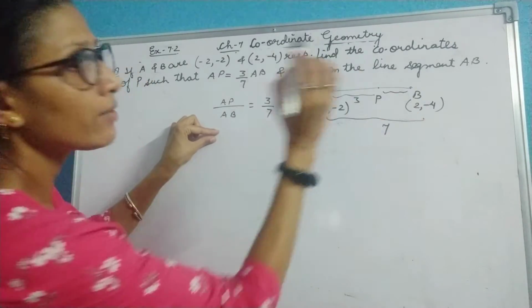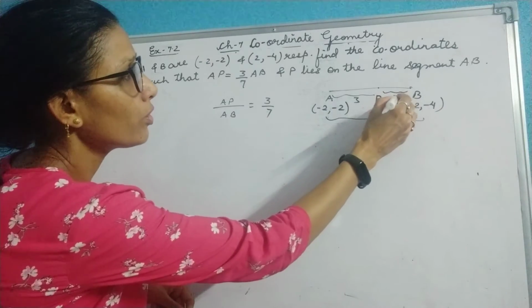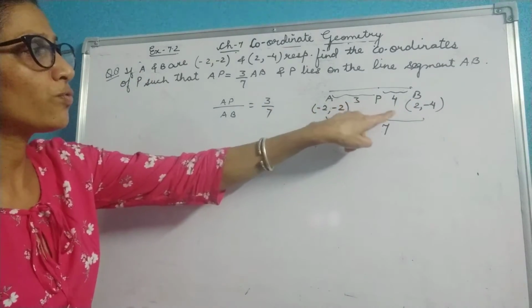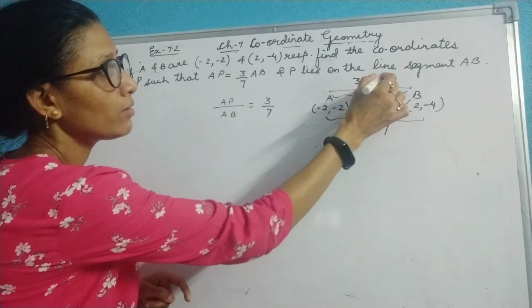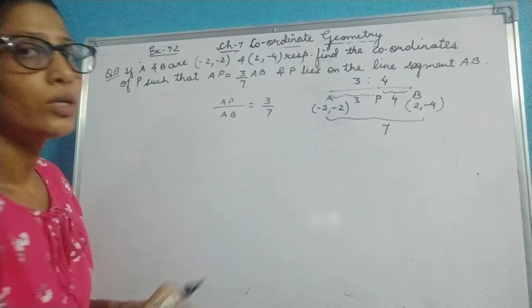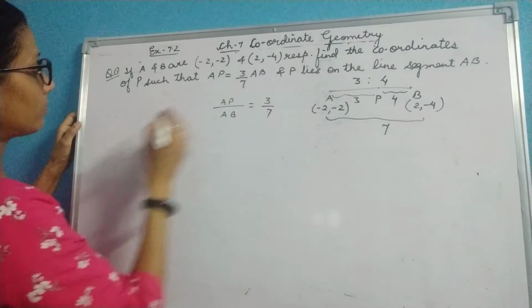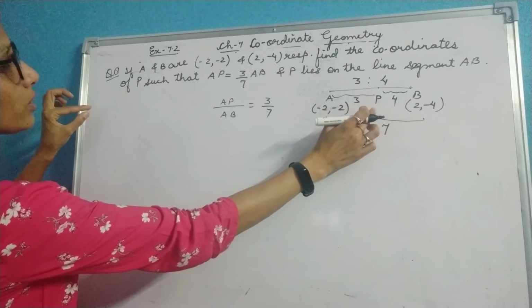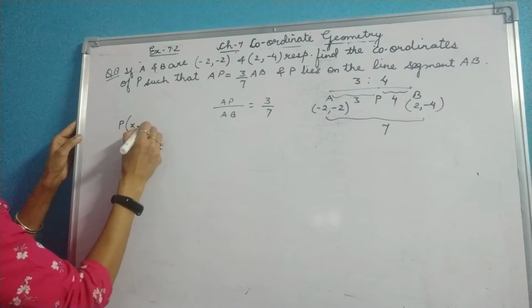So what is the leftover part? If this is your 7, this is 3, this will be your 4. So indirectly the ratio is given to you as 3:4. That means this point P divides line segment AB into 3:4 ratio. So let's now write down the formula. You need to find out the coordinates of P. So you know P is say x3, y3.